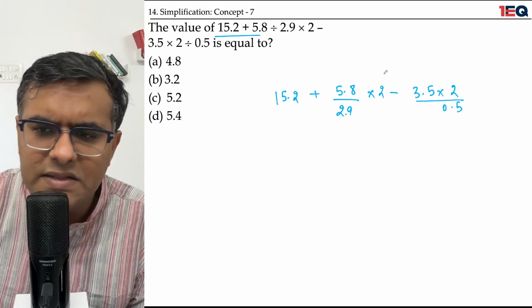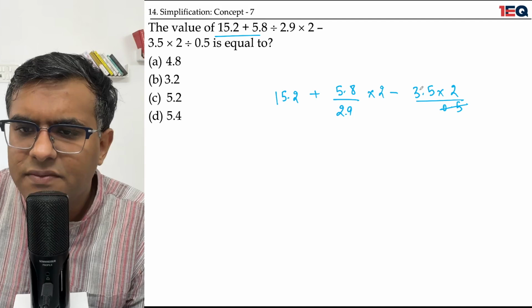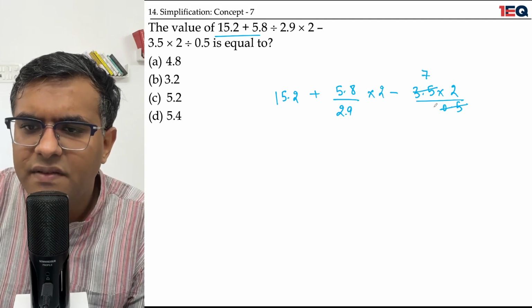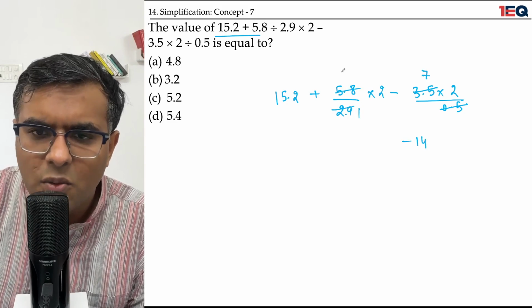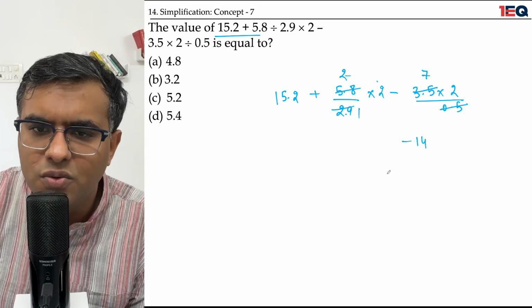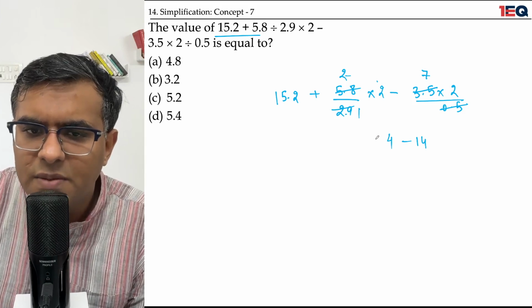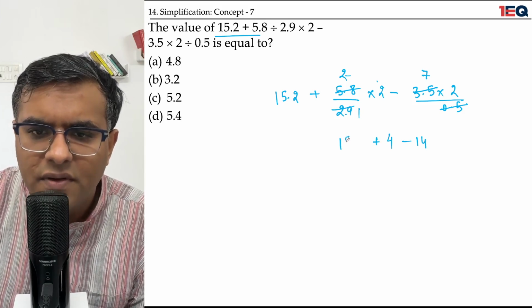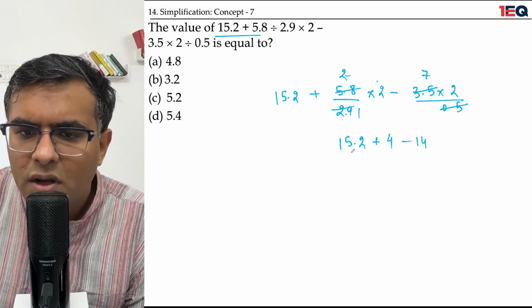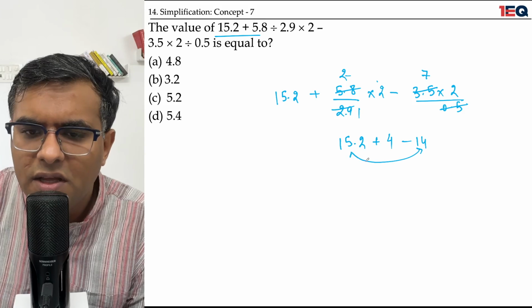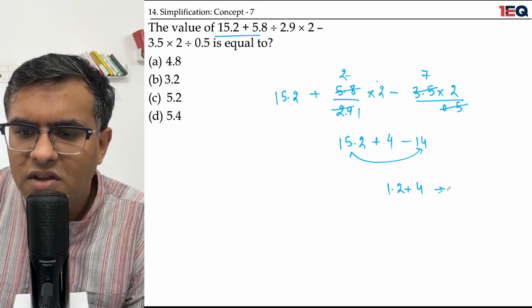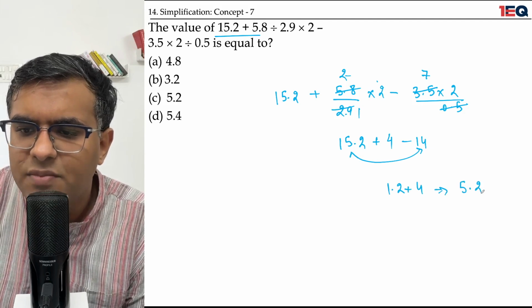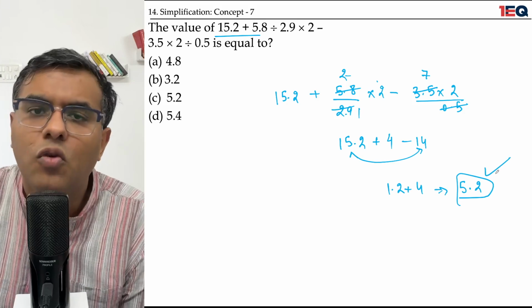Solving it from the right hand side to the left hand side, the decimals would get cancelled out. 5 sevens are 35, 7 twos are 14, minus 14 comes here. 29 ones are 29, 29 twos are 58, 2 twos are 4. The decimals would take care of themselves, plus 15.2. Now 15.2 and 14, they have a gap of 1.2 within them. 1.2 plus 4 would give me 5.2 as my final output.